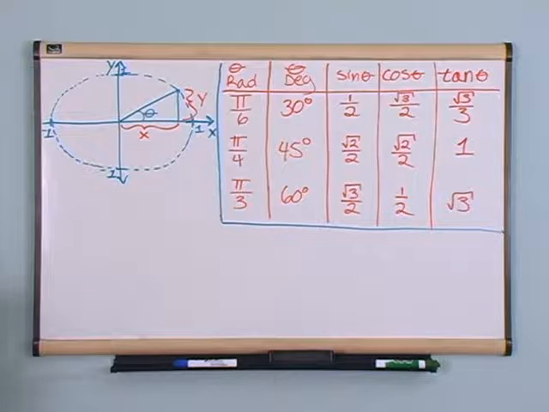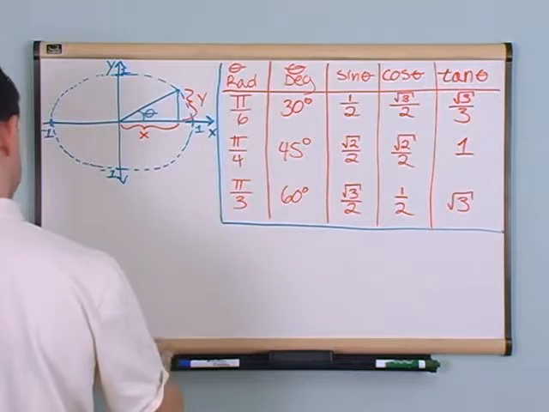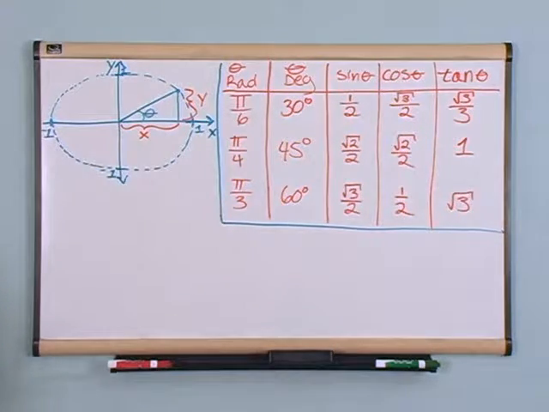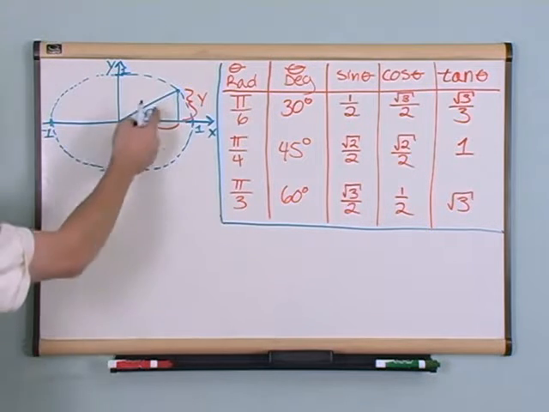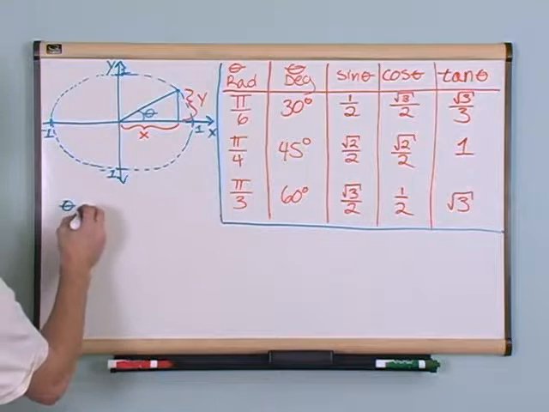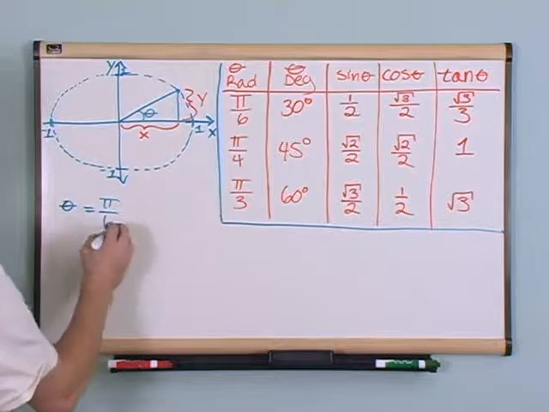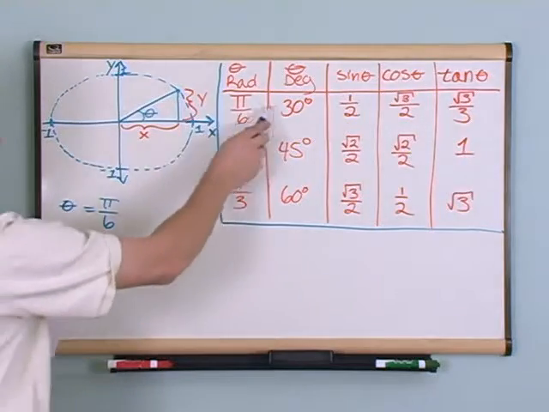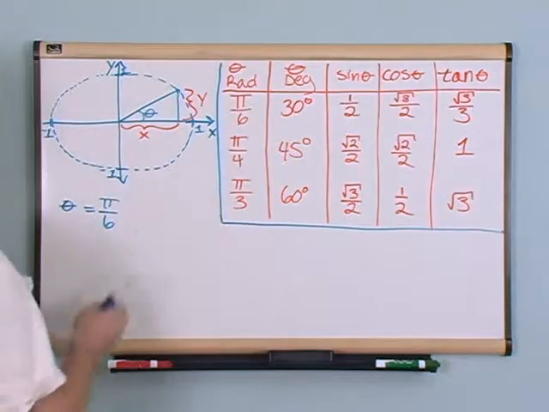Okay. Let's go back to our unit circle, which is this right here. Okay. What I want to do is I want to go through a couple of angles. Okay. And go from there. Let's say that I have this angle theta, okay? And let's say theta is equal to pi over 6, okay? Pi over 6 is 30 degrees, okay?